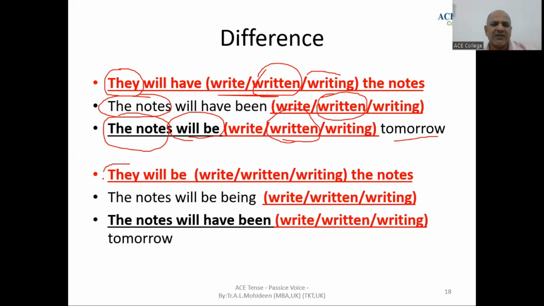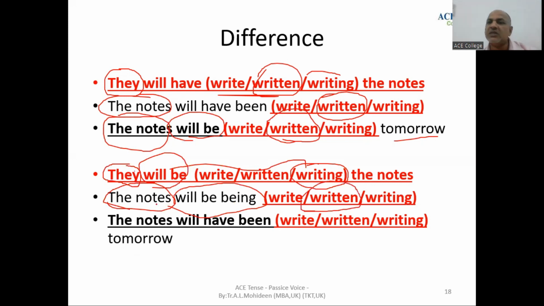So they will be. Now the person is here. What do you have to do? They will be writing notes, because they is a person. So as it is will be, it's a continuous future. If you start with the notes: notes will be being. Future continuous. Will be being. Then you have to write, because notes is an object. Fifth form. Notes will have been, is an object, you need the fifth form, written. Okay, is that clear?